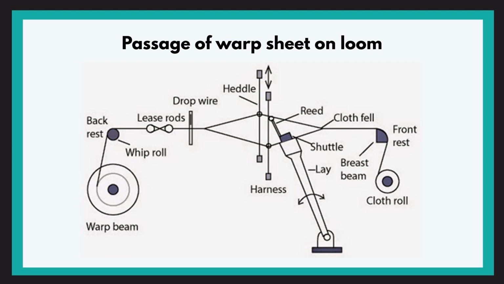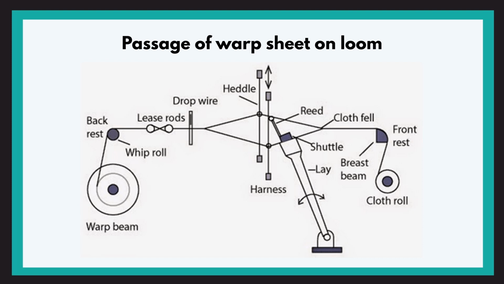Now the fabric is ready and it passes over the front rest. This front rest is on the front side of the loom above the cloth roller, and it guides the cloth onto the take-up roller. The front rest maintains the tension and ensures that the fabric is in line with the warp sheet in the proper horizontal position. Now we just saw the passage of a warp yarn on the loom.